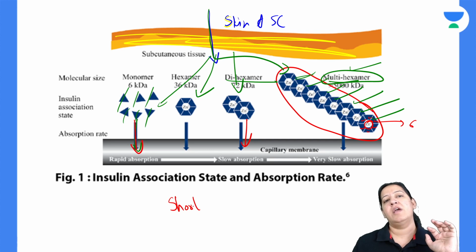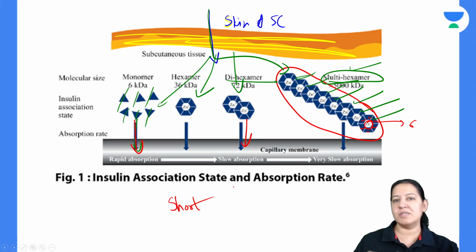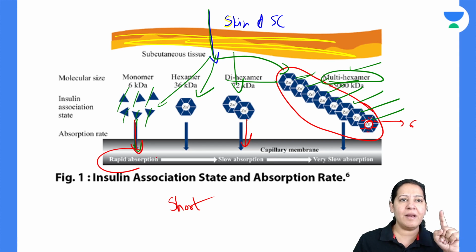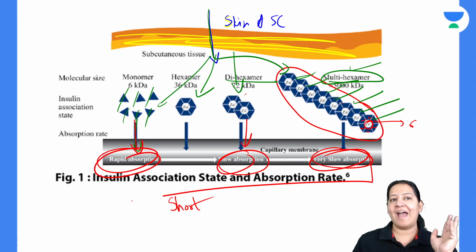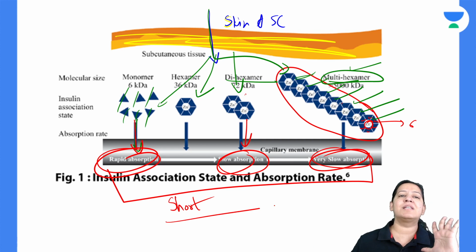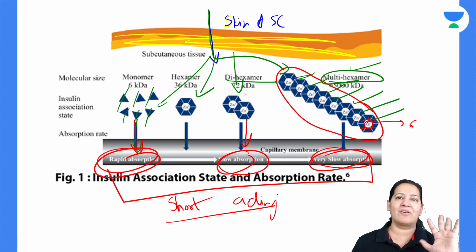It is short acting. It is not very rapid, and it is not very late either. So it is short acting insulin, right? This one is rapidly absorbed. This one is slowly absorbed. This one is very slowly absorbed. So the cumulative effect of all this is short acting insulin. I hope I'm crystal clear in the concepts.